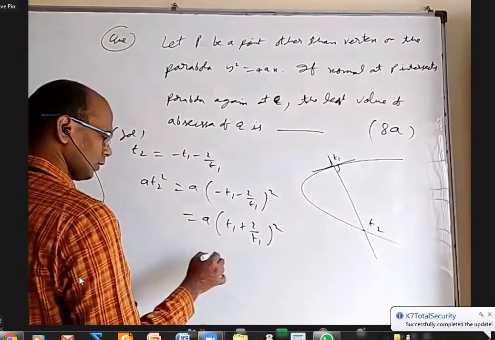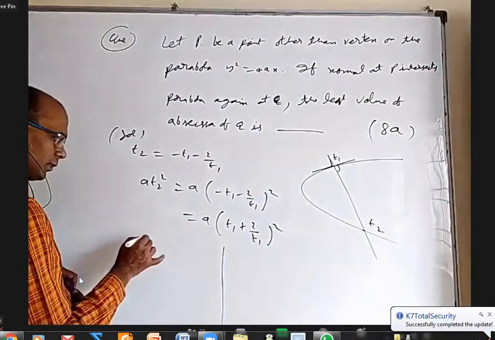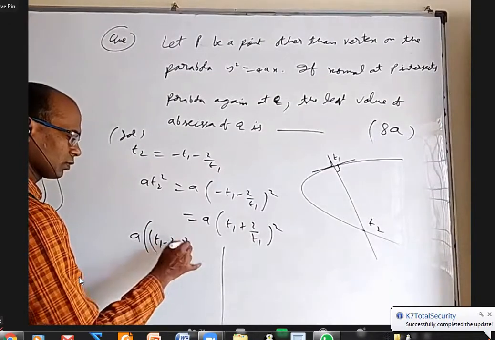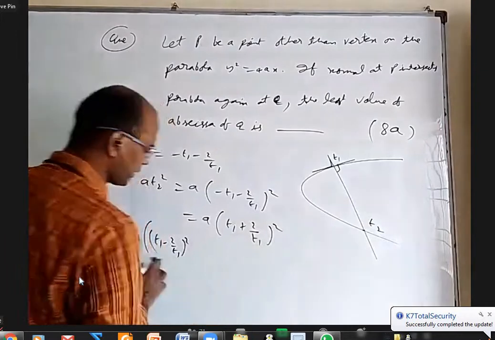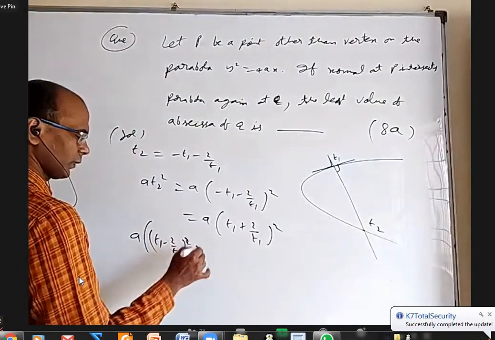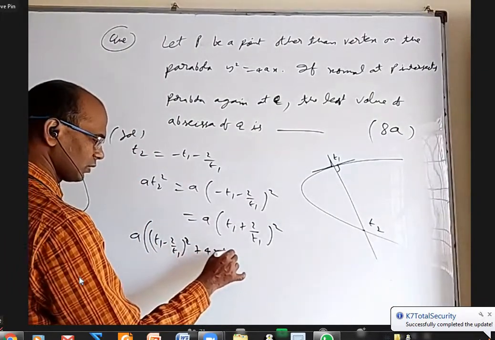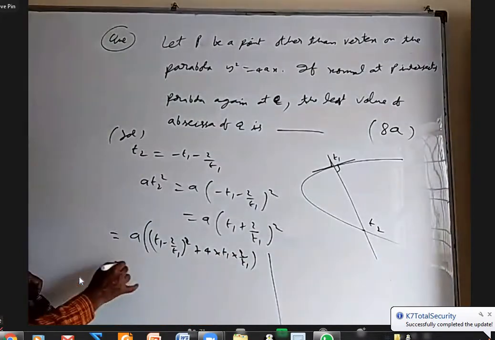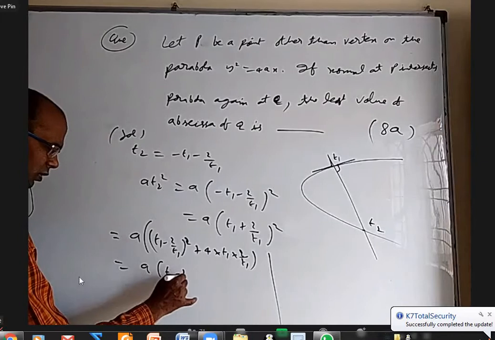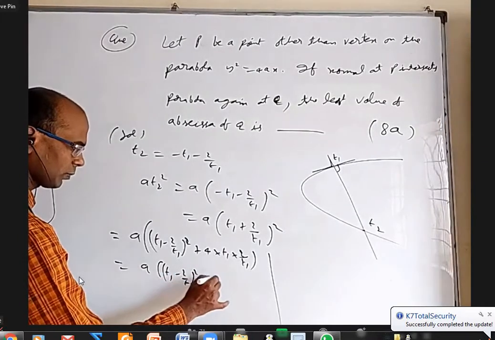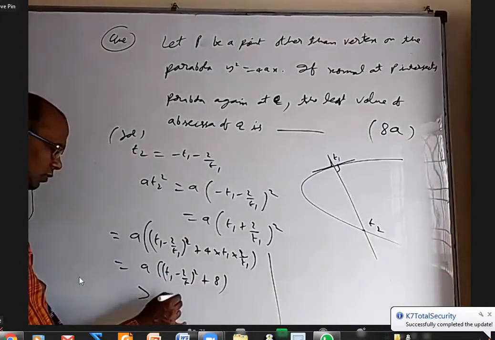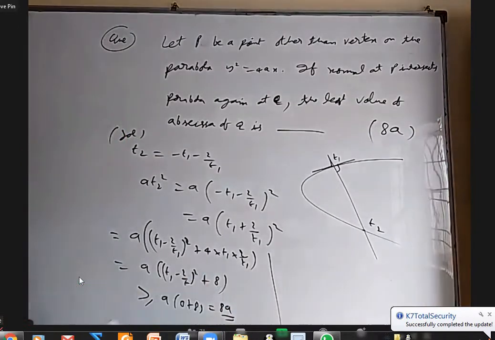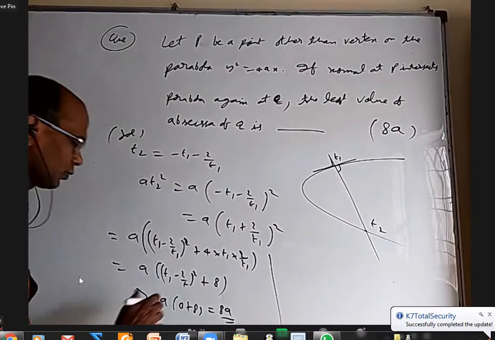Anything is okay. One method: it can be written as a into T1 plus 2 by T1 whole squared. A plus B whole squared can be written as A minus B whole squared plus 4AB. It will be 4 into T1 into 2 by T1. That is a into T1 minus 2 by T1 whole squared plus 8, which is greater than or equal to a into 0 plus 8, 8a. So 8a is the least. And when will that happen? When T1 is root 2.